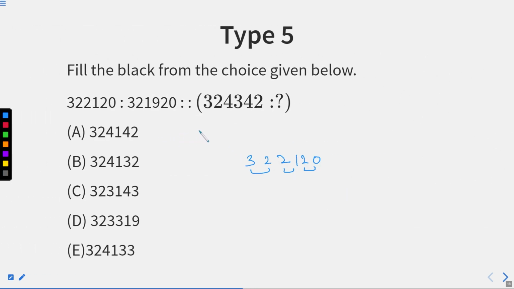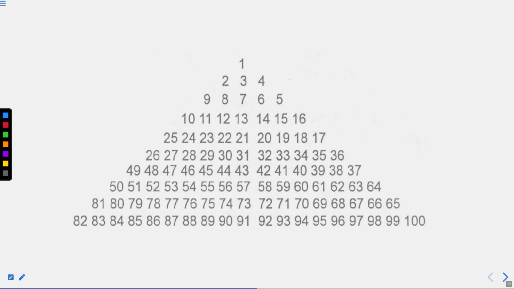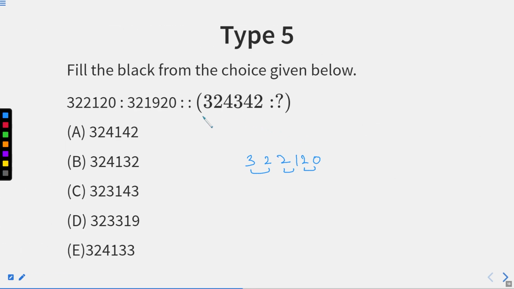The next number is what? 32 19 20. This is the answer part. Which is the question part? You are able to see just here, that is 32 21 20. What is the figure called? A triangle is formed, right?